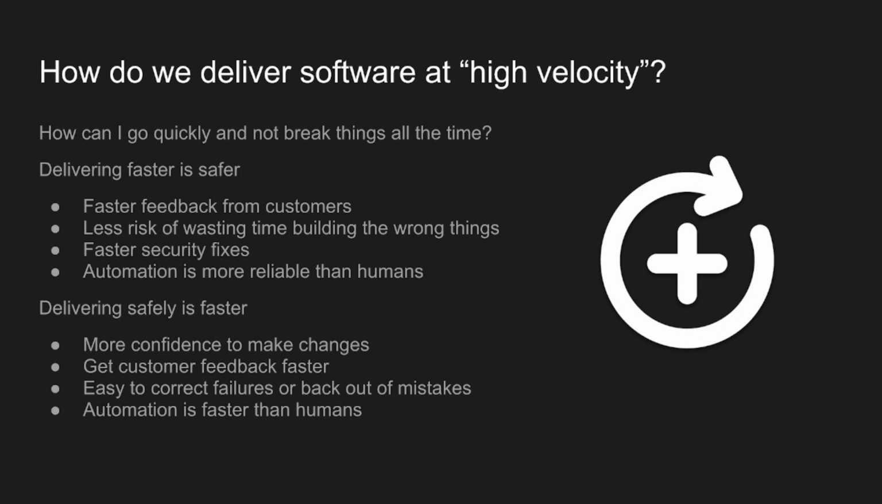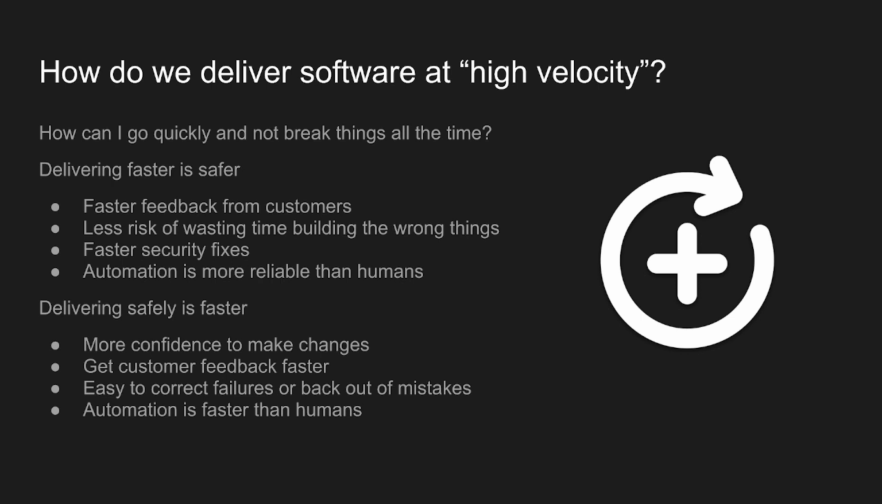And the answer is that it's actually a really positive feedback loop. The way that you do things to deliver things faster, inherently it makes them safer in a lot of ways. And then when you're doing things that make delivering software safer, that inherently makes it faster to deliver at the same time. So I kind of have a bullet point list of examples here.